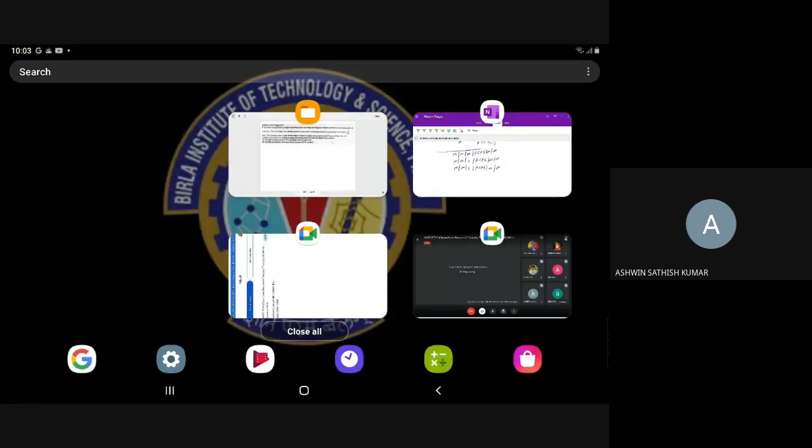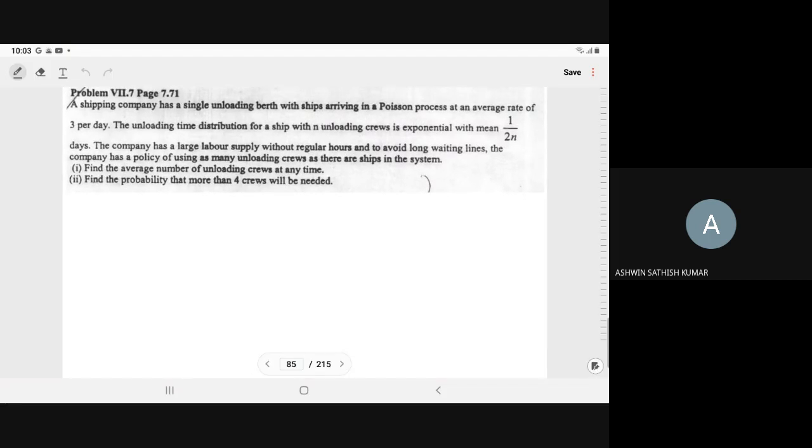So now let us have some questions. This is the seventh question from your book. A shipping company has a single unloading berth with ships arriving in a Poisson process at an average rate of 3 per day. So here lambda is given to you as 3. The unloading time distribution, that is the service time of a ship with n unloading crews, is exponential with mean 1 upon 2n. So the mean service time, 1 upon mu n, is 1 upon 2n, so mu n is equal to 2n.